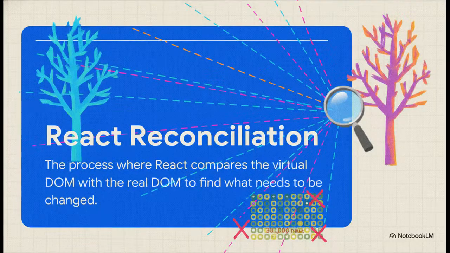And for anyone who needs a quick refresher, reconciliation is, well, it's the magic behind React. It's the process where it compares its internal idea of what the page should look like, the virtual DOM, with the actual page you see in the browser. But here's the thing. Efficient is a relative term. When you're asking it to compare 30,000 nodes, that comparison process itself becomes the bottleneck.